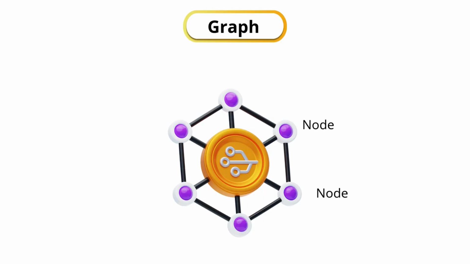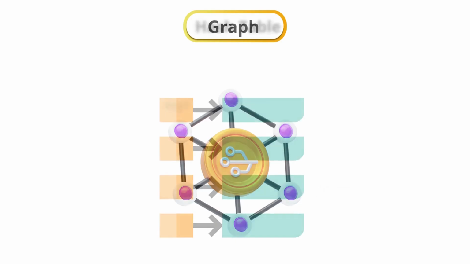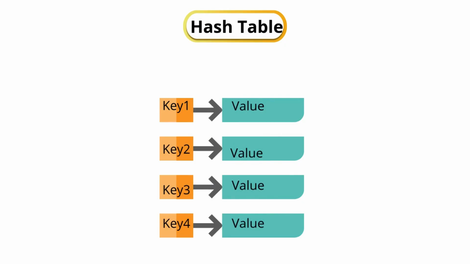Finding the shortest delivery route using Dijkstra's algorithm. So this is a real-time example for graph. And hash table. A hash table means key-value pairs. It is a key-value based data structure for fast lookups. For example, hashing frequently searched products. So we can store frequently searched products in a hash table and show them to the user, right? At that time we can use a hash table.